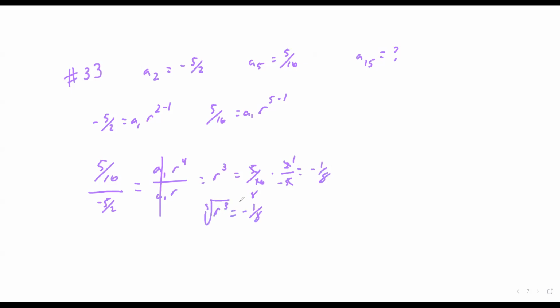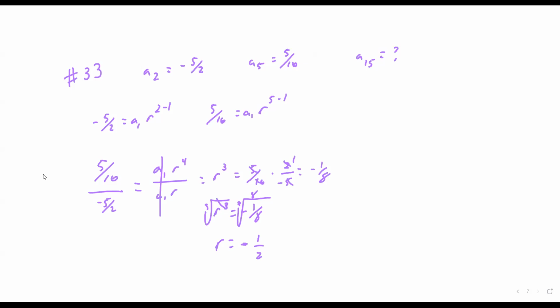Take the cube root of that. So the cube root of negative 1/8 happens to be negative 1/2. So the cube root of 1 is 1, the cube root of 8 is 2, and the negative does carry with an odd index. All right, so there's my ratio.